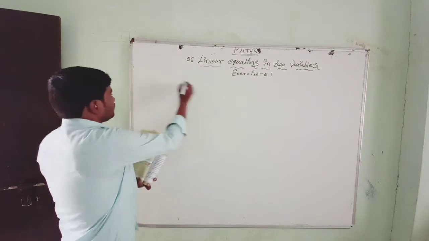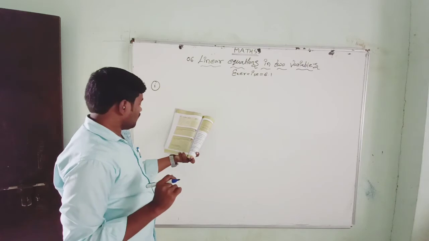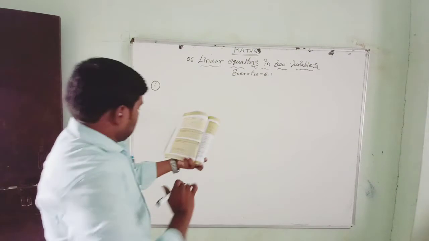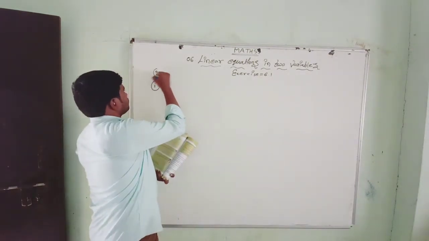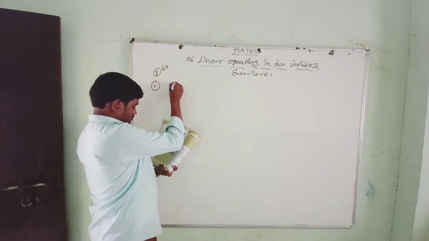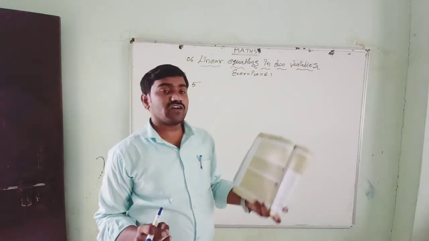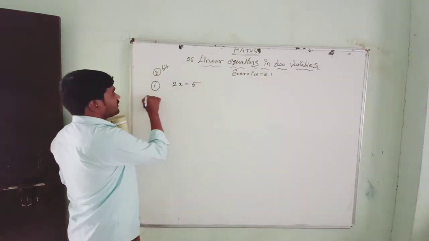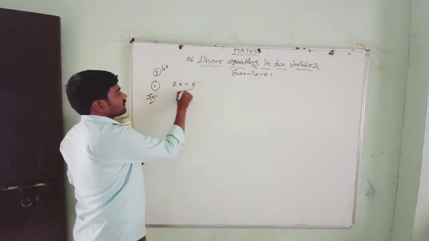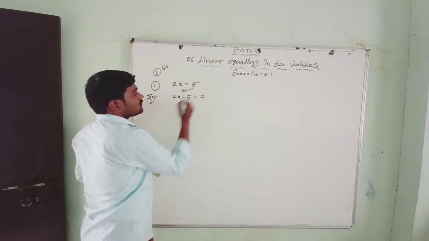Okay, let's find out the first one. The first question is 2x equal to 5. What we have to do? We have to write this in the general form of a linear equation in two variables. Let us bring this 5 to this side first. So we get 2x minus 5 equal to 0.